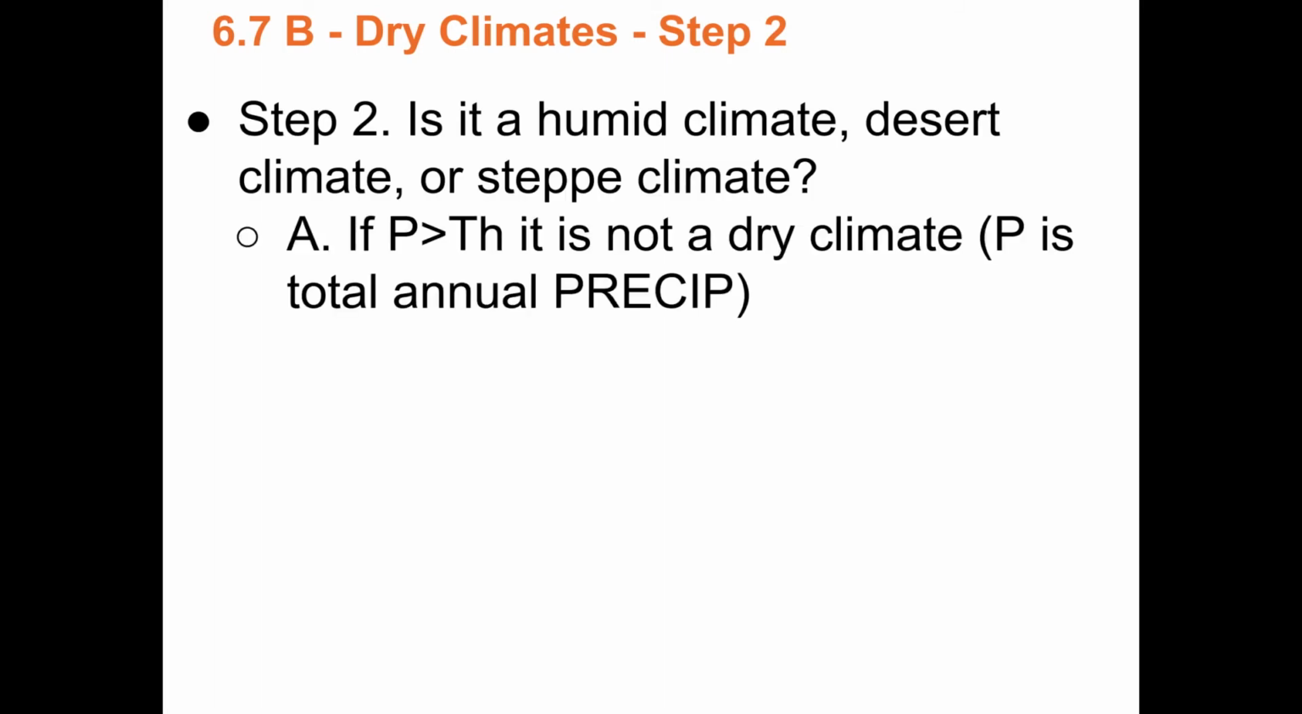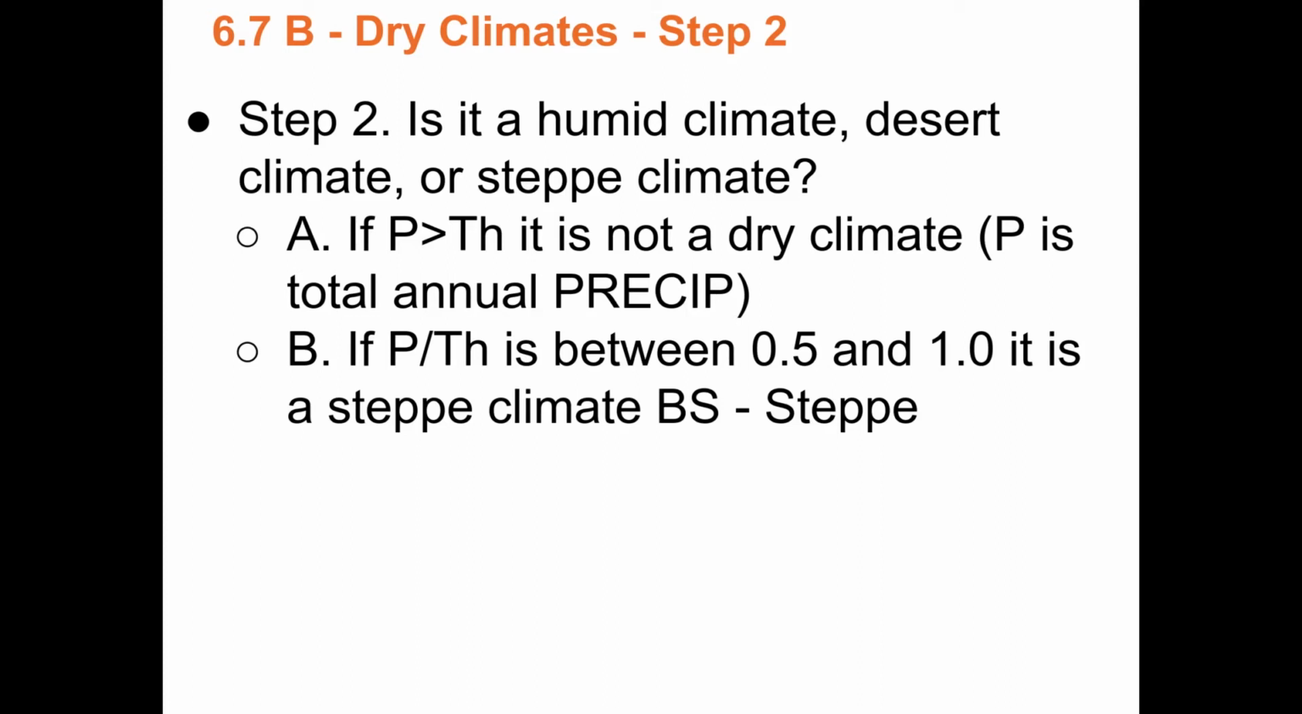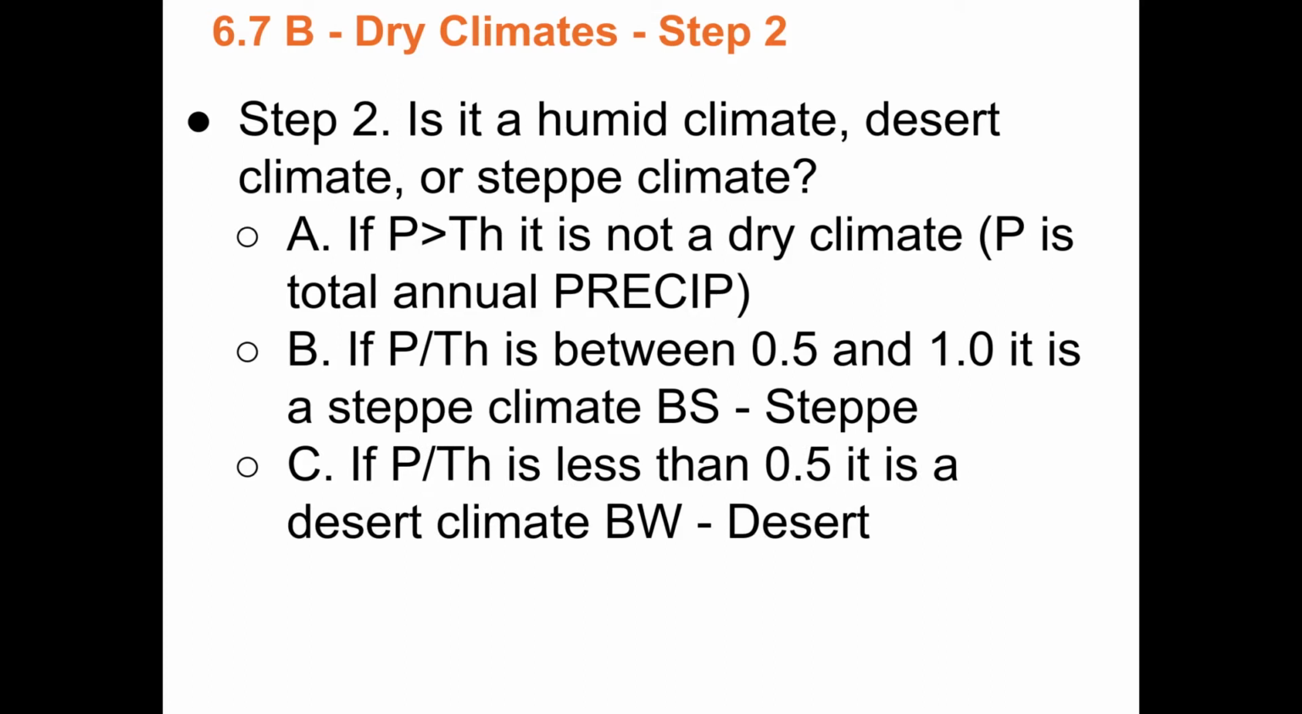Next, we're going to take that TH number and compare it to P for precip. If precip is greater than TH, it's not a dry climate, and you need to go to the next climate type. If P divided by TH is between 0.5 and 1, it's a steppe climate. And the symbol for that in the Koppen system is capital B, capital S. If P divided by TH is less than 0.5, then it's a desert, capital B, capital W.